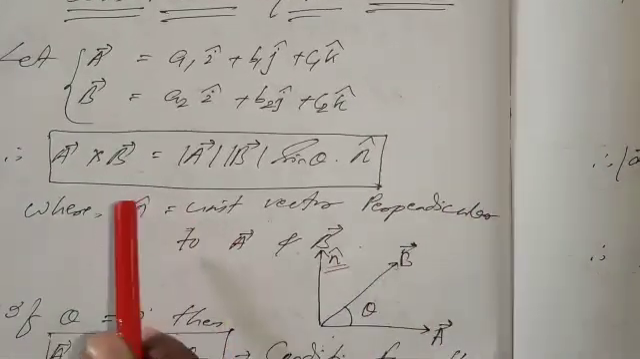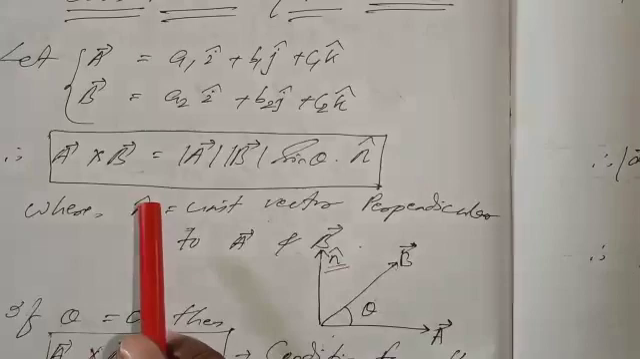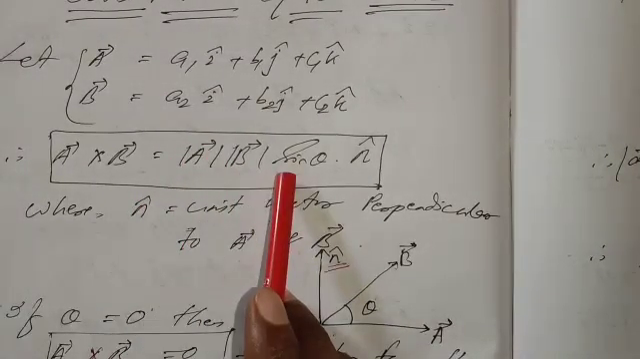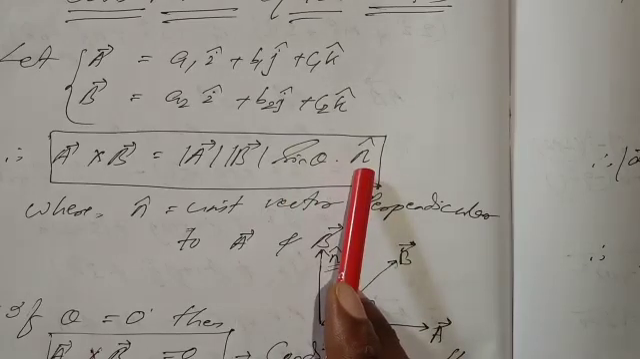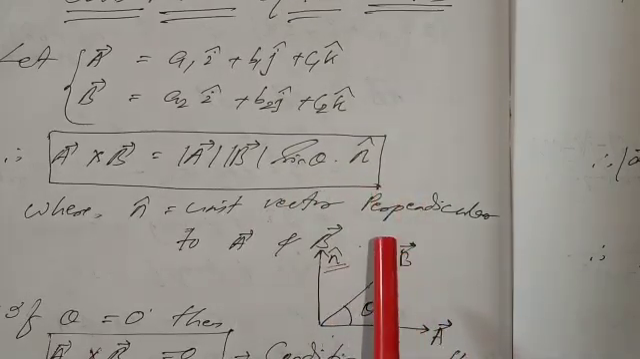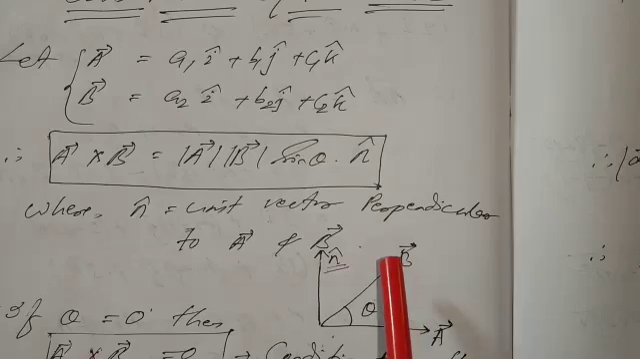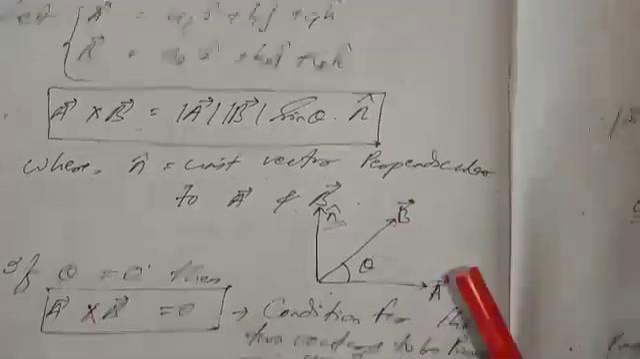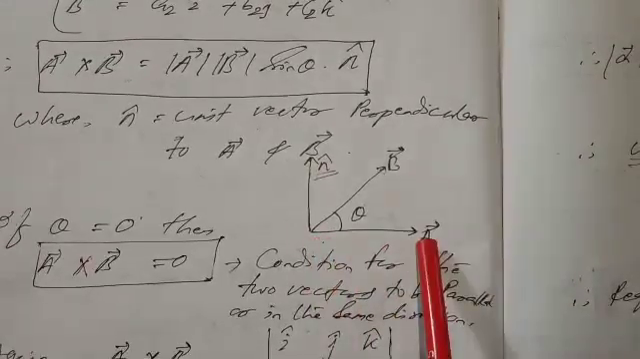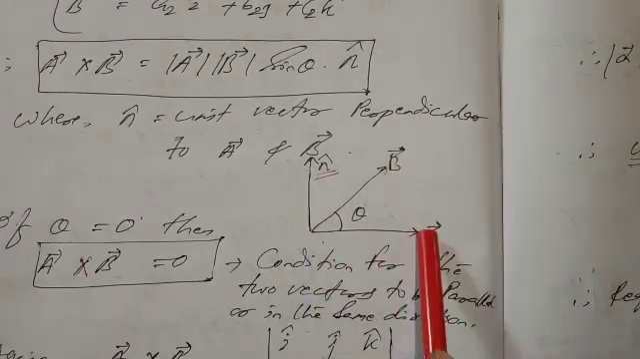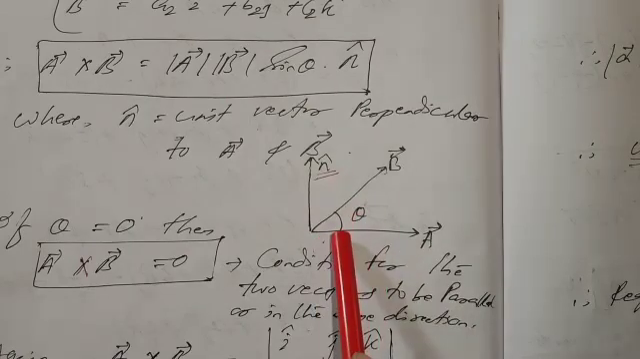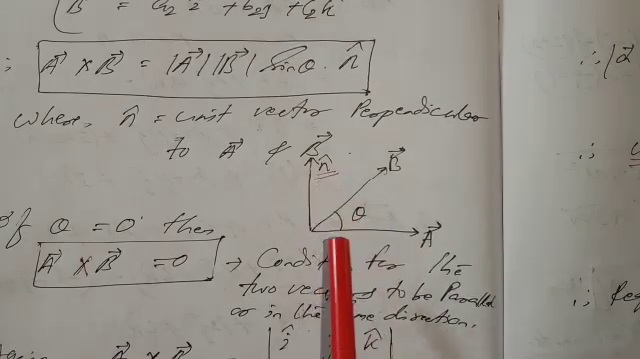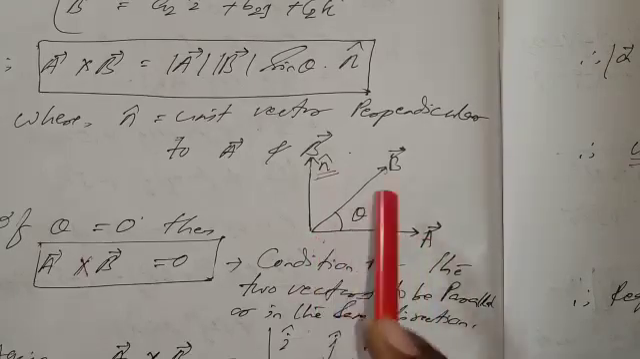And the formula for A cross B is magnitude of vector A, magnitude of vector B, into sin theta, into n cap. n cap is a unit vector perpendicular to the plane containing vector A and vector B. This is the geometrical figure. A is a vector, B is a vector. The plane contains the A and B vectors, the angle between them is theta, and n cap is the unit vector perpendicular to the plane containing vector A as well as vector B.